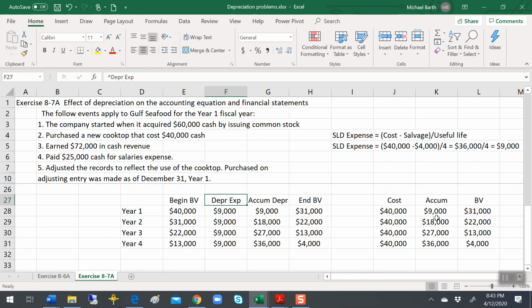Depreciation expense is the year by year expense of claiming depreciation, which reduces net income for that year. Accumulated depreciation is just the sum of all the depreciation you've taken over the life of the asset.